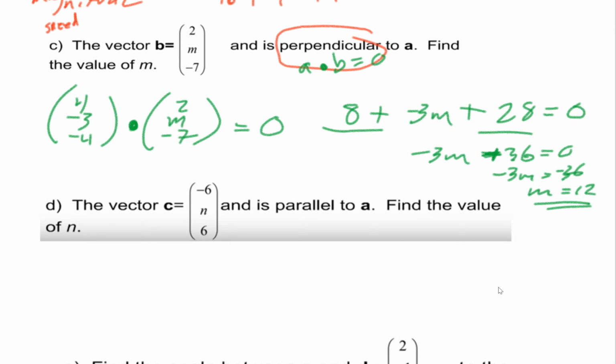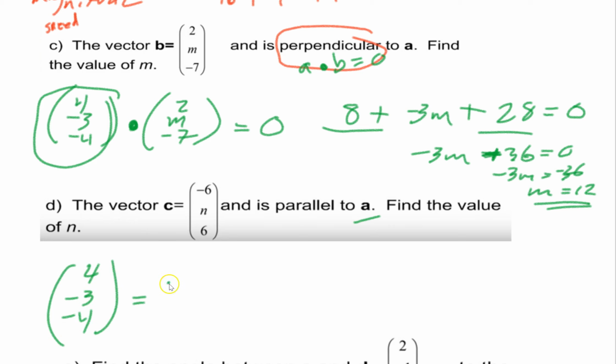Next one. The vector C, negative 6, n, and 6 is parallel to A. So remember again, A is this. Find n. So how are we going to do this? Well, since it's parallel, I know it equals k times A, something times negative 6, n, and 6.